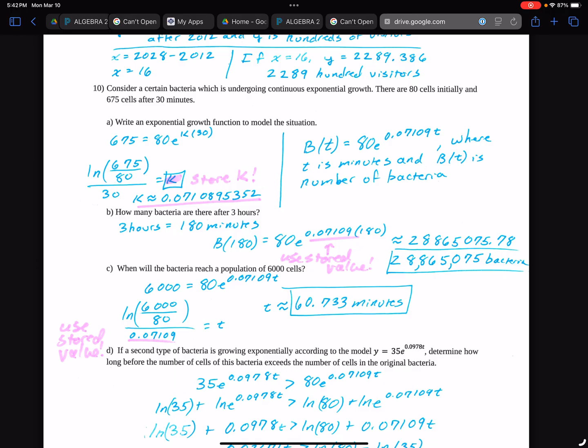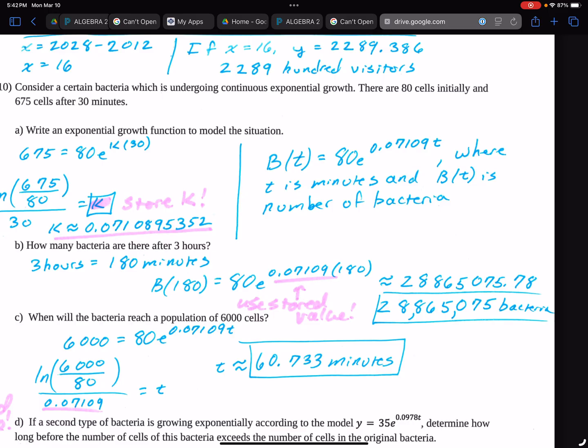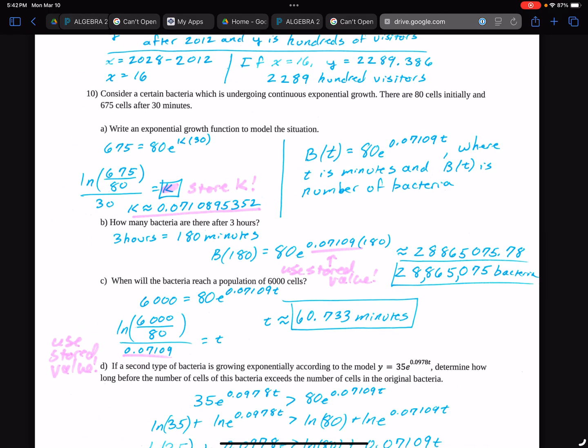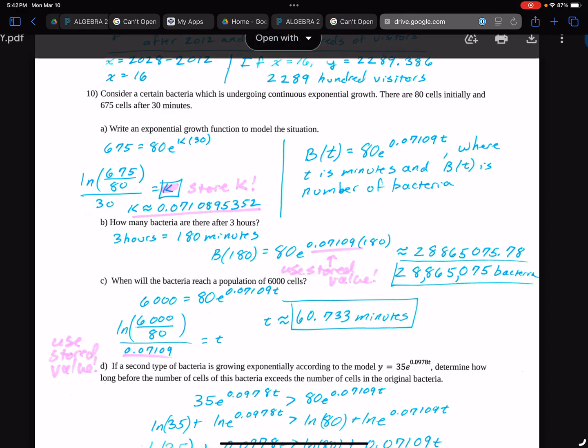All right. So these are some natural log problems going on here. I'm not all caught up on the natural log. The LN just to close. So consider certain bacteria which is undergoing continuous exponential growth. There are 80 cells initially, so that's right there. So it's like A times e to the x power. Write an exponential growth function to model the situation. 675, so that's your answer, 675.